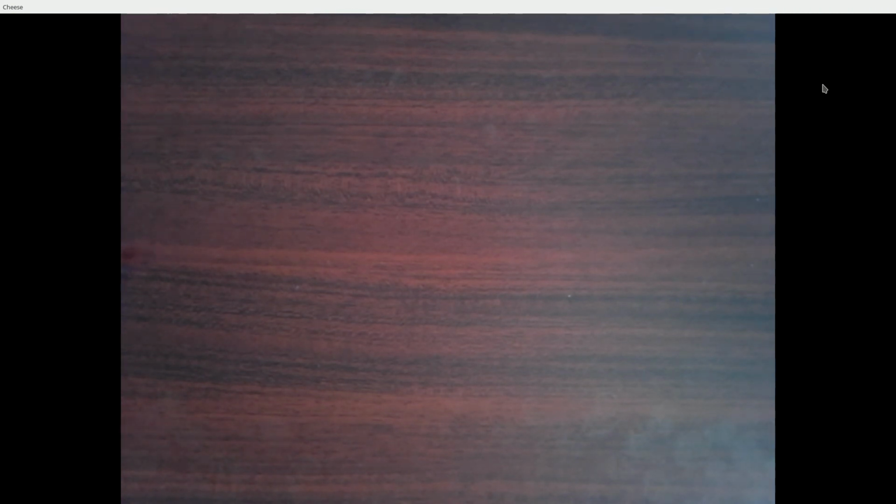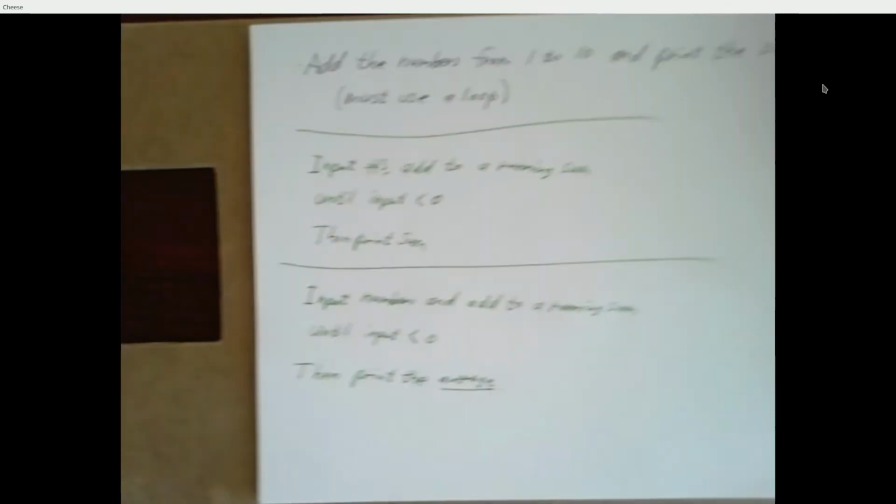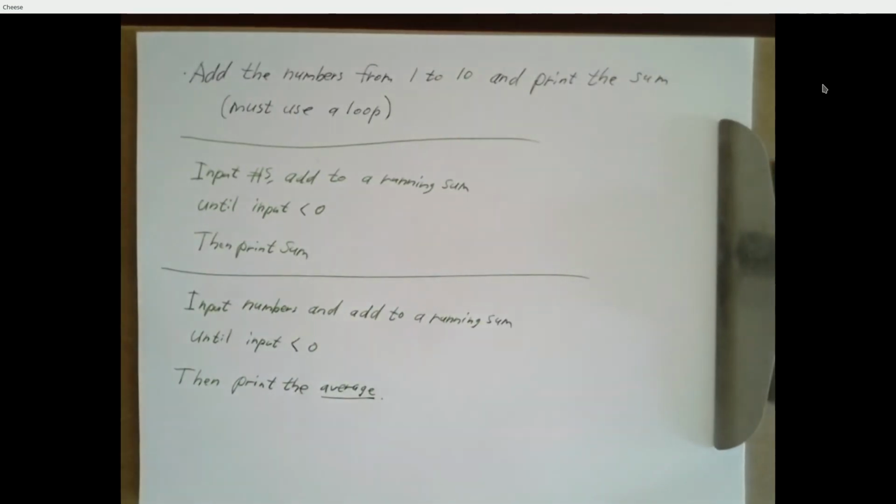All right, so same setup. You're going to input numbers from the user until a number is negative, and you're going to keep a running sum. Then I want you to print the average of the numbers at the end instead of the sum.